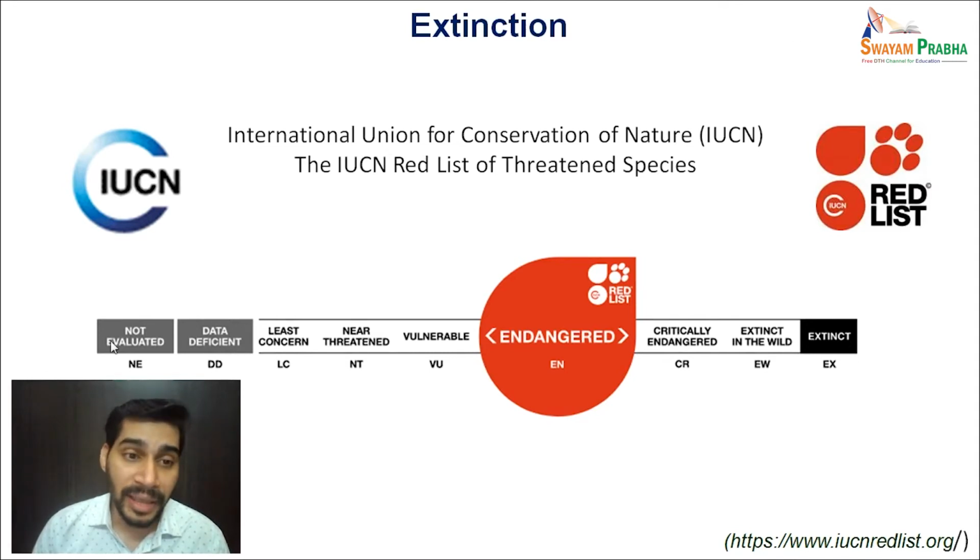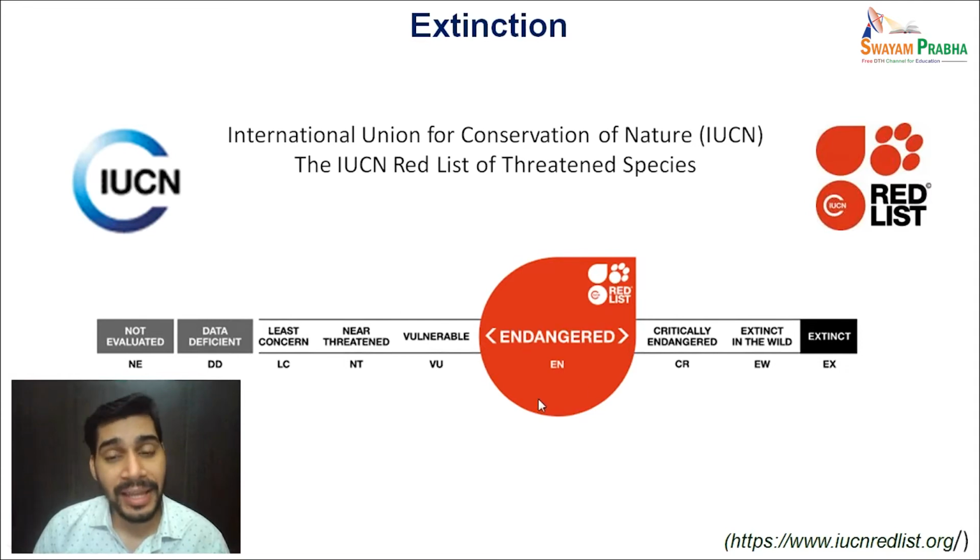Now, a species can have the status not evaluated. That means that particular organism or species has not been evaluated as such. There is another status called data deficient. That means there is not sufficient data available to decide the status of that particular species. Then there is a category called least concern. That means the members of that species are in abundance, so there is least concern about their extinction. Then there is near threatened, meaning those who are going to be threatened in the near future. Vulnerable, which are very near to getting endangered status.